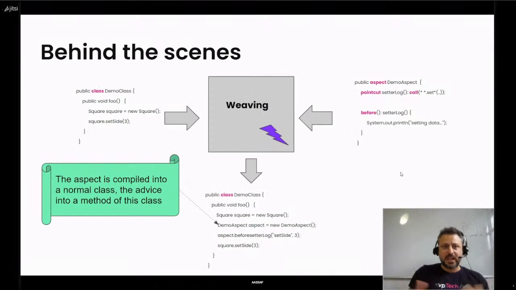But technically, behind the scenes, what's happening, in fact? On the left, we have a class where we call the method setSide for the object square. On the right, we have our aspect. In fact, in AspectJ, they provide a mechanism called weaving in order to insert the advice code, as we saw before, before the call of any method. And in reality, AspectJ will not modify the source code. What will happen, in fact, is we will compile the base class called DemoClass with the Java compiler.